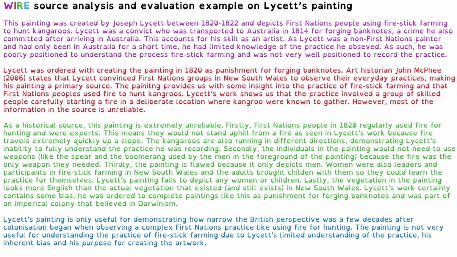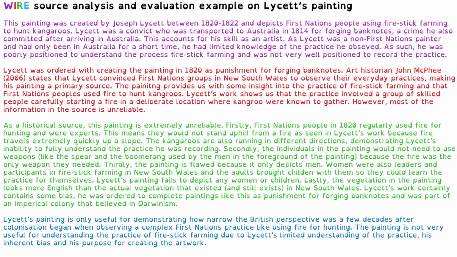The painting provides us with some insight into the practice of fire stick farming and that First Nations people use fire to hunt kangaroos. Lycett's work shows us the practice involved a group of skilled people carefully starting a fire in a deliberate location where kangaroo were known to gather. However, most of the information in the source is unreliable. So going through my reliability now. As a historical source, this painting is extremely unreliable.